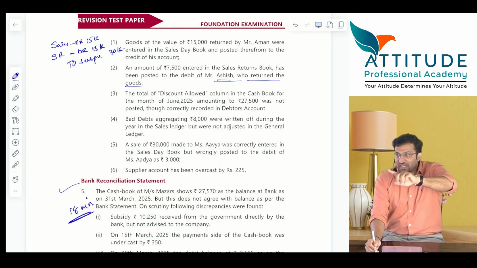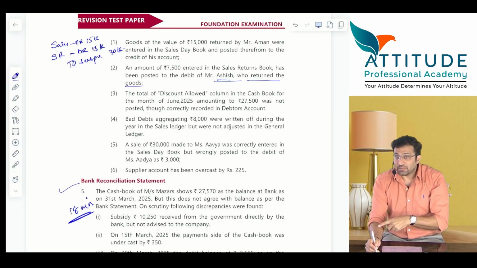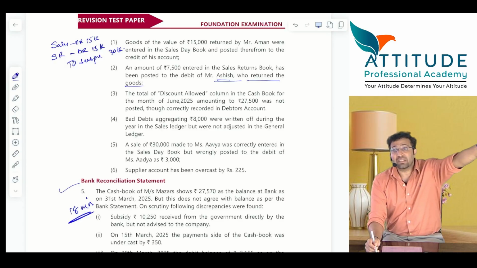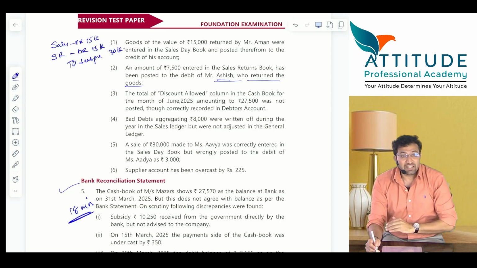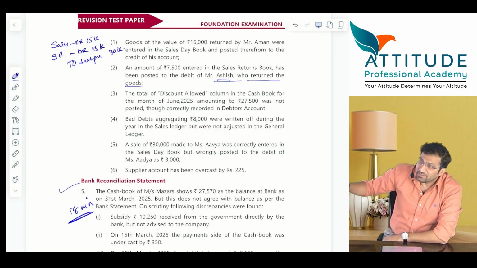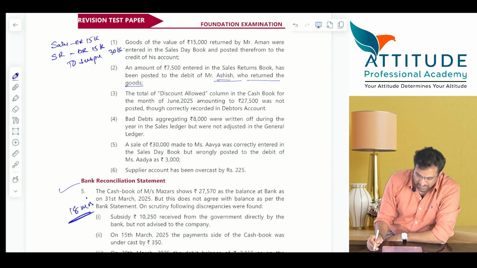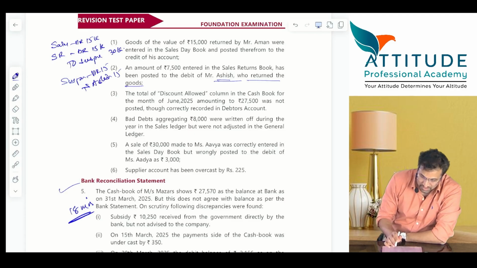See, Ashish should actually be credited by how much? 7,500. But instead of that, his account is what? Debited by 7,500. So the first debit should be removed and a credit of how much shown? 7,500. So it's a double counter. Ashish should be credited with 15. Suspense account should be debited with 15. Entry: Suspense debit 15K to Ashish. Is that clear? Next. Tell me the third one.